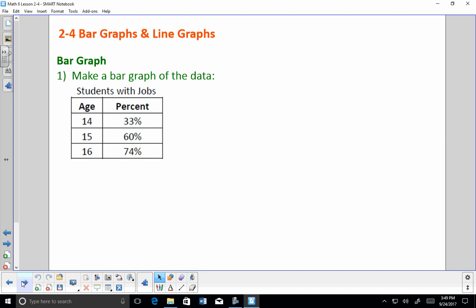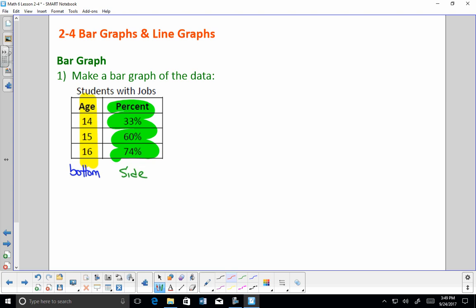Now, the biggest error that people make when they go to make a bar graph or a line graph is they do not know which axis to put the data on. This first column here, the age column, should go on my bottom axis. That should go on what we call the x-axis. That's going to be my bottom. The percent, what is left here, that's going to go on the side.